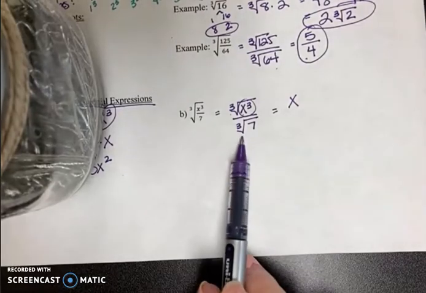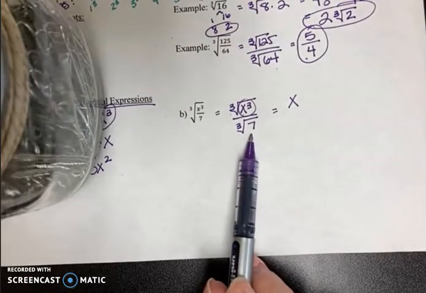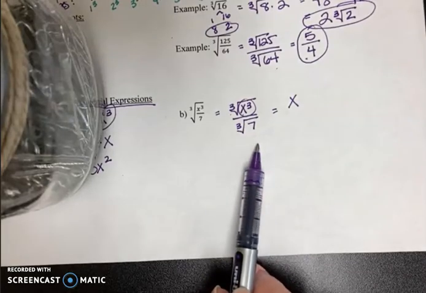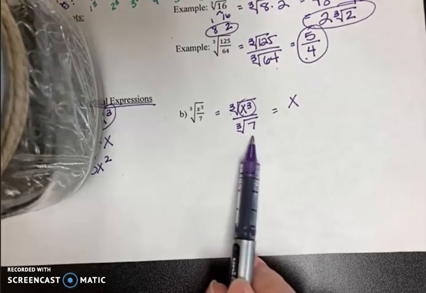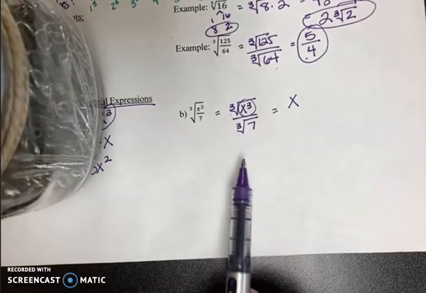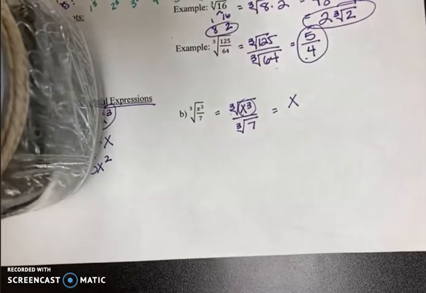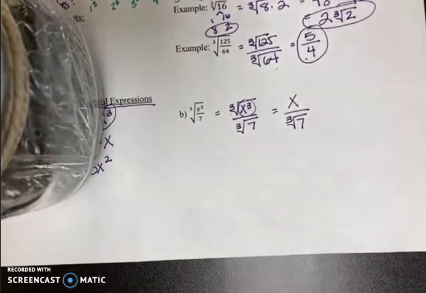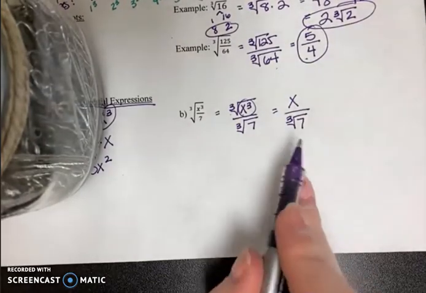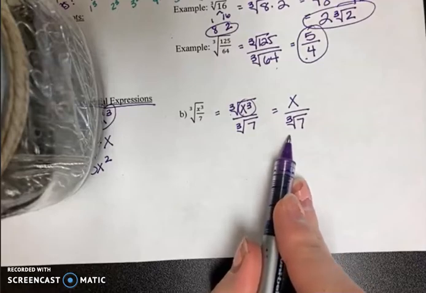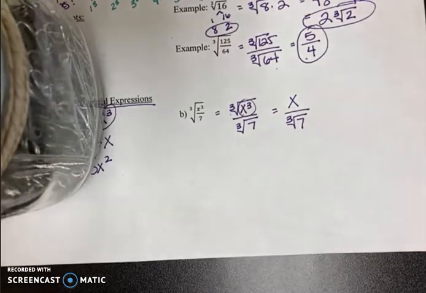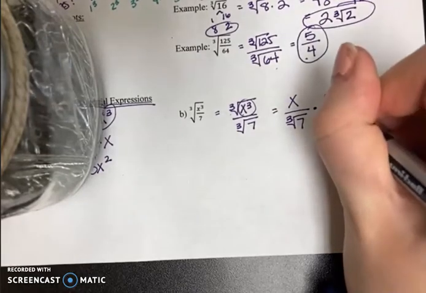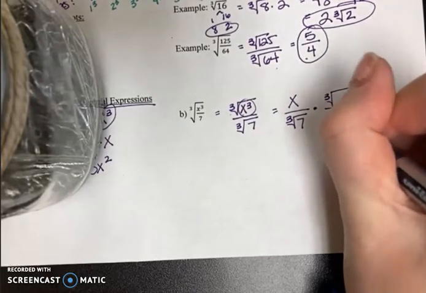In the denominator, we have the cube root of 7. Now, the factors of 7 are 1 and 7. So I cannot simplify this at all because 1 and 7 are not perfect cubes that are greater than 1. So I'm just stuck with it. However, keep in mind that we are not allowed to have a radical in the denominator. So we're going to have to rationalize by multiplying by the cube root of something over the cube root of something.